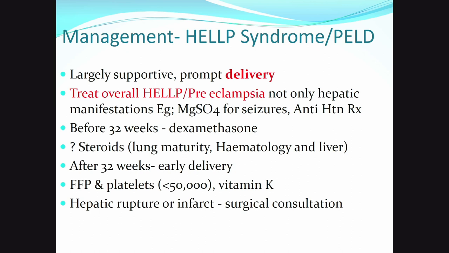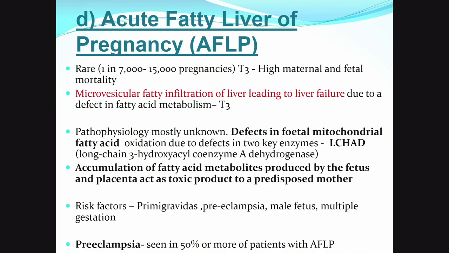And if there's a possibility of delivering before 32 weeks, we need to start dexamethasone for lung maturity. And after 32 weeks, you monitor the patient and plan the delivery at the correct time. If there's any involvement of the liver, you may have to call the surgical team.